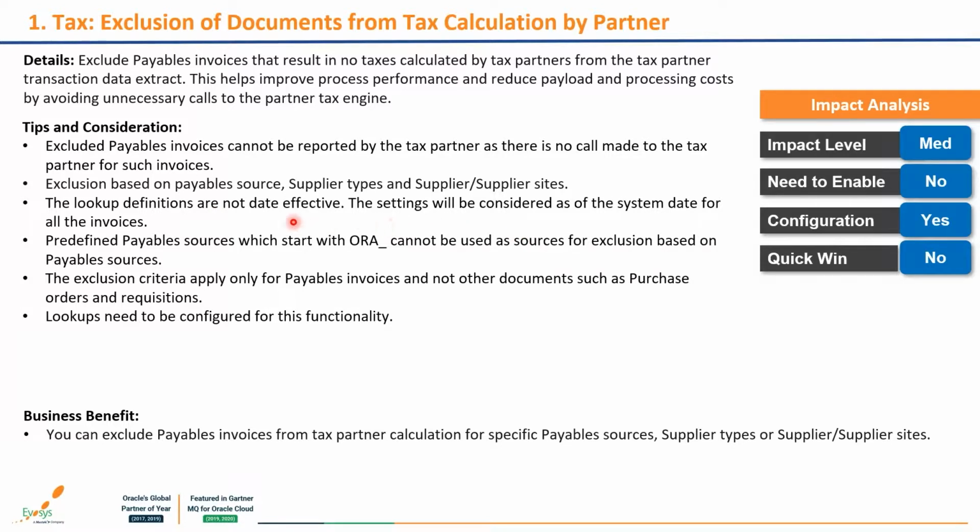There is one restriction: any payable source that starts with ORA underscore cannot be used as an exclusion, right? So this is one thing that we need to understand. And the exclusion will work only for payables invoices, right? It will not be available for any purchase orders or requisitions, right? So we can exclude payables invoices from tax partner calculation for specific payable source, supplier type, or supplier sites.